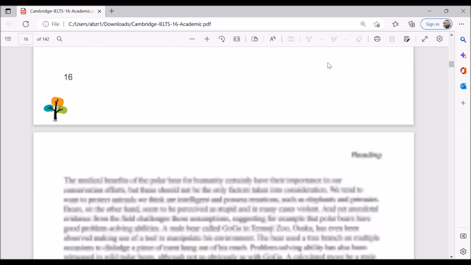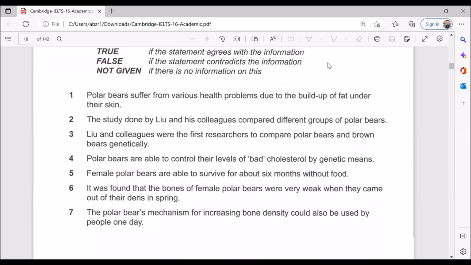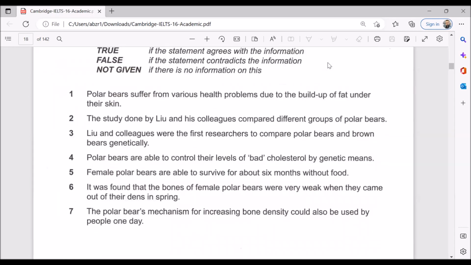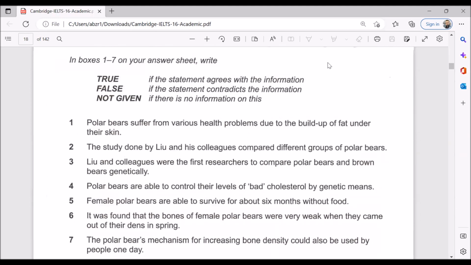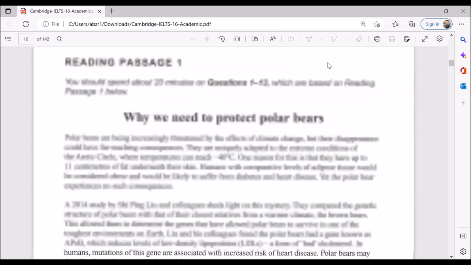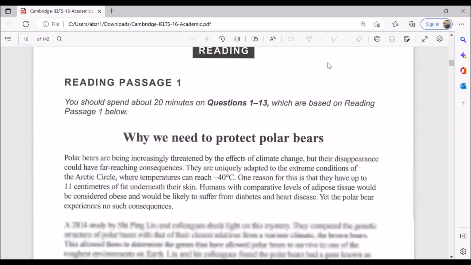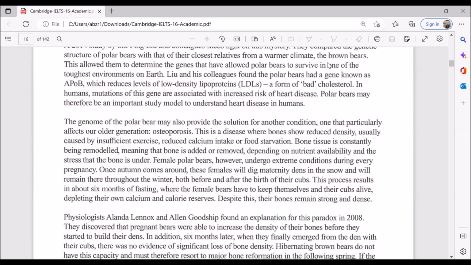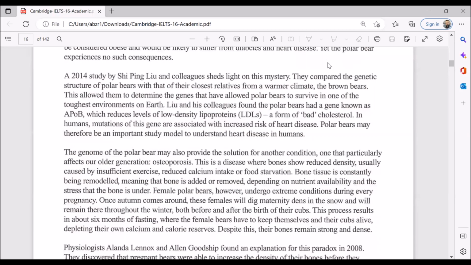Let's read out the question once again. The question number 4 says, the polar bears are able to control their levels of bad cholesterol by genetic means. Are they able to control their bad cholesterol or not? Let's read out the information. And if they're saying polar bear may therefore be an important study model to understand heart disease in human, it means yes, they are able to handle it.